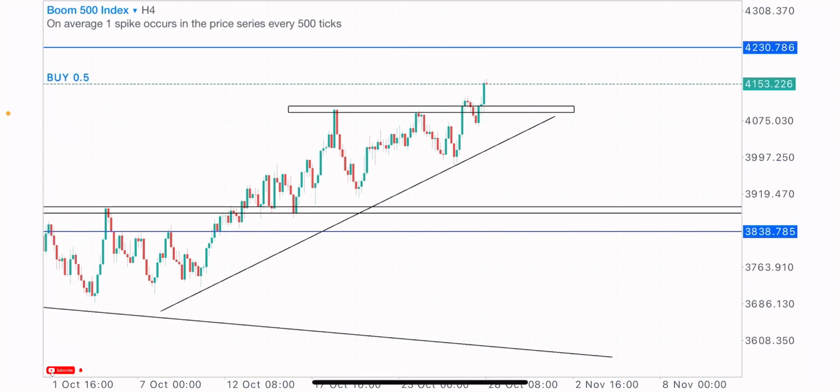So we can see here on the 4-hour time frame that this index is heading to the upside.